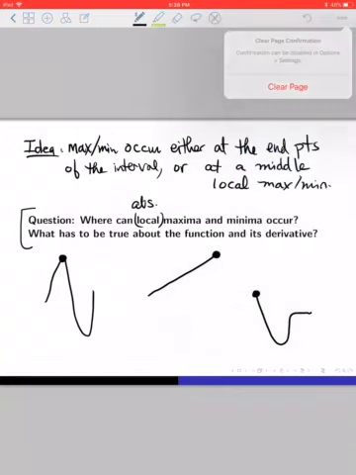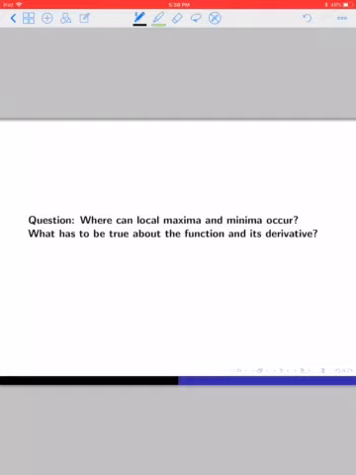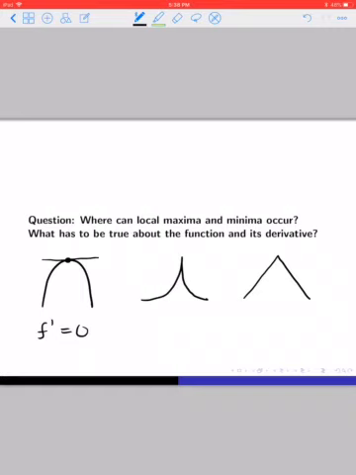I'm going to clear this page. If we have a local max or min, well, what has to happen with the derivative? Well, let me draw some local maxima. Right, here's one. Here's another one. And maybe here's one here. So, of these graphs, this one has a derivative of 0 because it's got a horizontal tangent. So I guess I could say f prime equals 0.